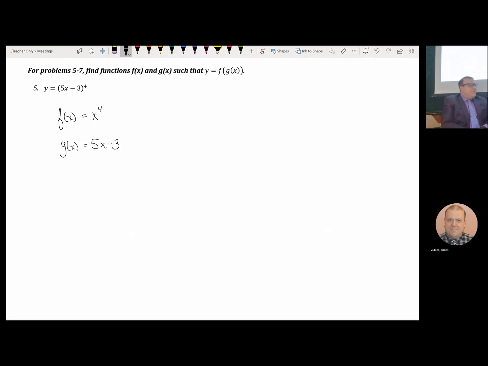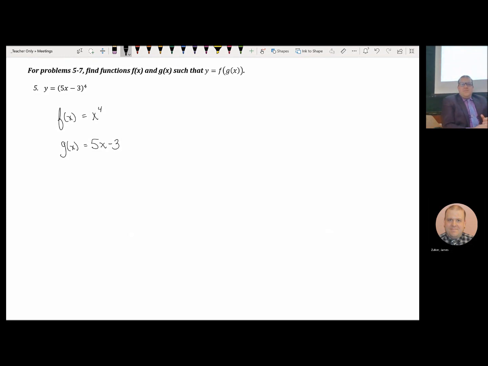But that's not the only answer. Could you do it the opposite way? Like if f of x could be the 5x minus 3, and then g of x could be the x to the fourth? Yes, but then it wouldn't be following the instructions, which specifically said f of g. The way you did it would be g of f, which is valid, but that's not what the instruction said. Would you give partial credit? I'd underline the instructions, give you a 0, and then put a sad face.